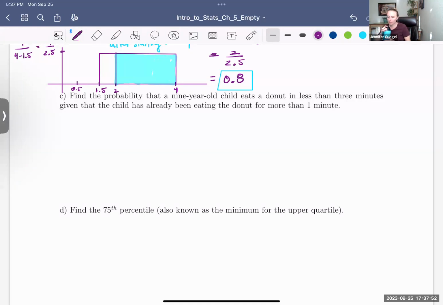Find the probability that a 9-year-old child eats a donut in less than 3 minutes. Wow. I did say less than 3 a second ago, but thankfully this isn't the given part. Given that the child has been eating the donut for more than a minute. So the given part is the more than a minute. This will alter the rectangle.